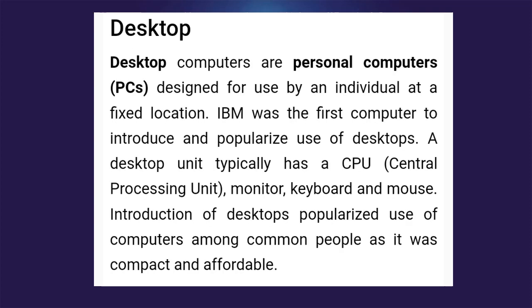The first one is desktop. Desktop computers are personal computers, which we call PCs, designed for use by an individual at a fixed location. IBM was the first company to introduce and popularize the use of desktops. A desktop unit typically has a CPU, that means Central Processing Unit, monitor, keyboard and mouse. Introduction of desktops popularized the use of computers among common people as it was compact and affordable.